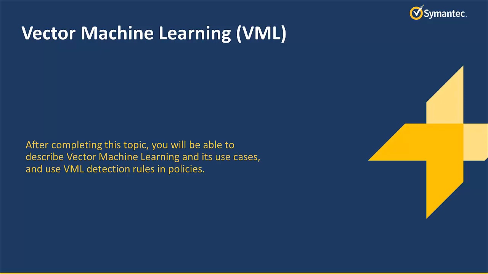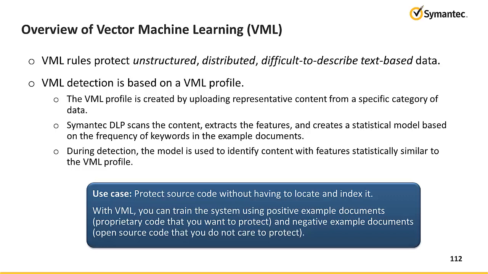Vector Machine Learning, or VML. In this lesson, we will describe vector machine learning and its use cases, as well as learn how to use VML detection rules in policies. Vector machine learning, or VML, enables organizations to detect and protect unstructured data by performing statistical analysis to determine if analyzed content is similar to sample content introduced into the Symantec DLP system.